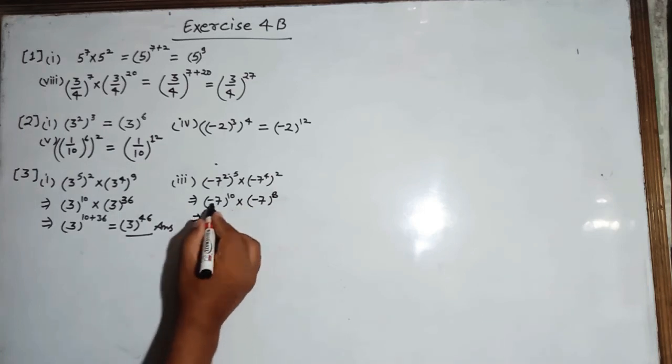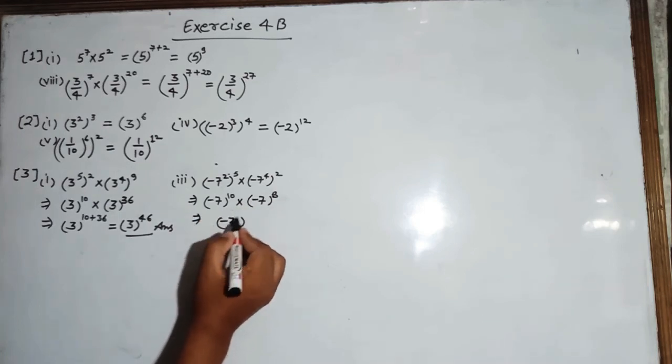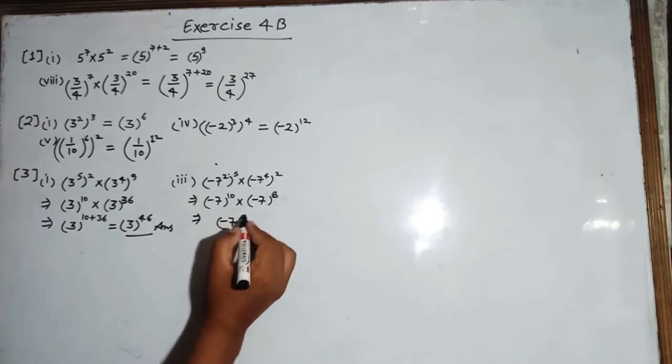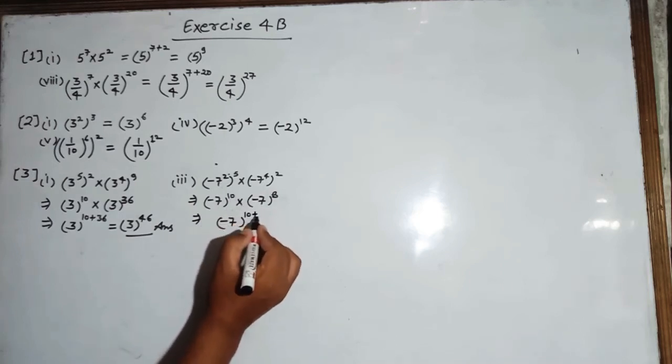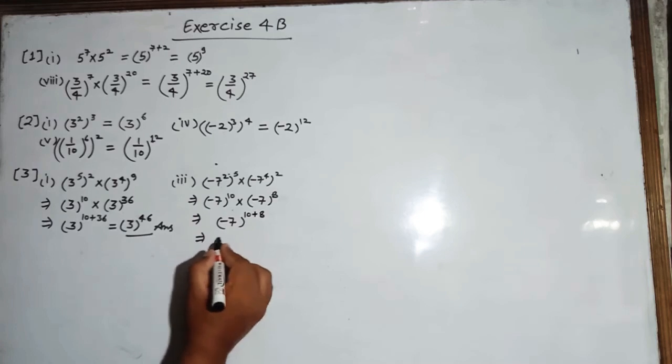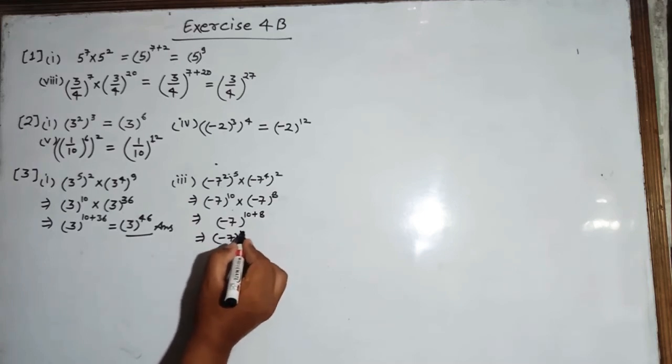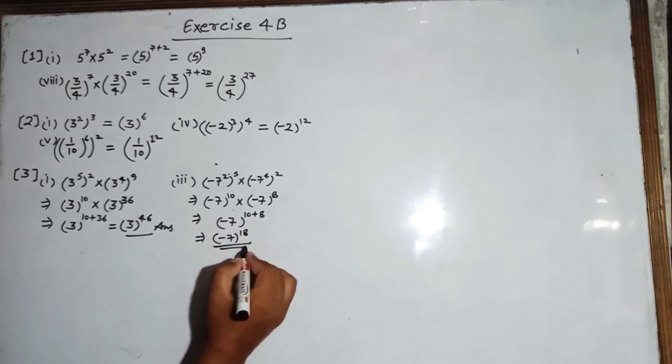So the same bases are there, the base we will write as it is, and in multiplication we know that the powers will get added. So 10 plus 8. So our answer will be minus 7 to the power 18. This will be our answer.